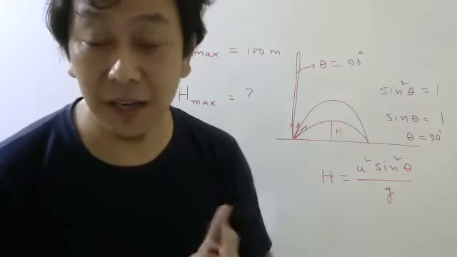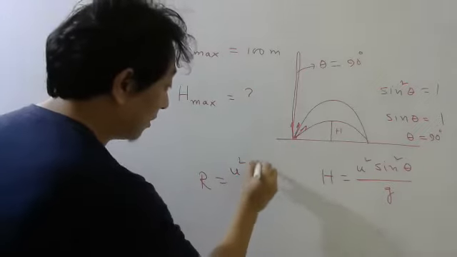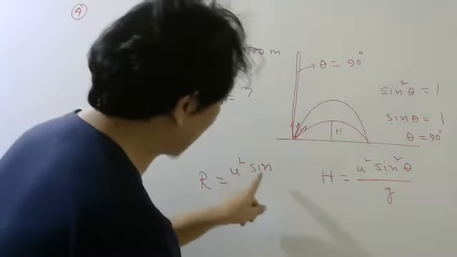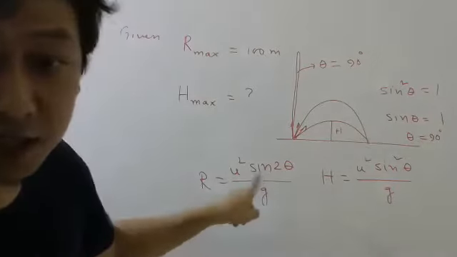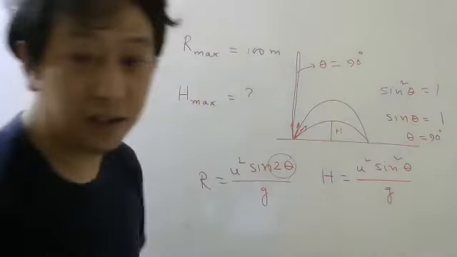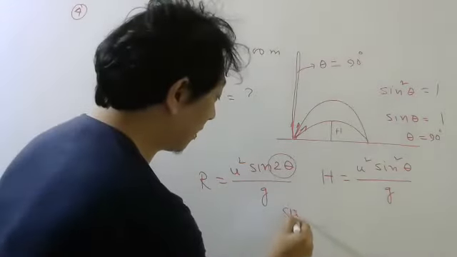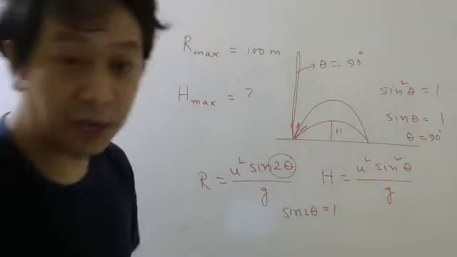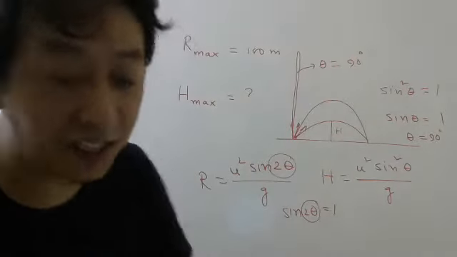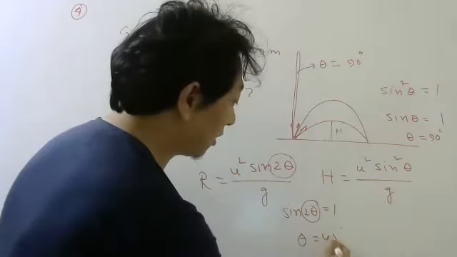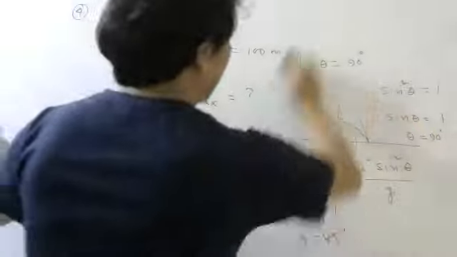Understood everybody? In range, it was different. In range, it was sine 2 theta. Yes or no, students? So when will range be maximum? When sine 2 theta is 1. That means 2 theta should be 90 degree. If 2 theta is 90 degree, theta will be 45 degree. Okay, so I think everybody understood.